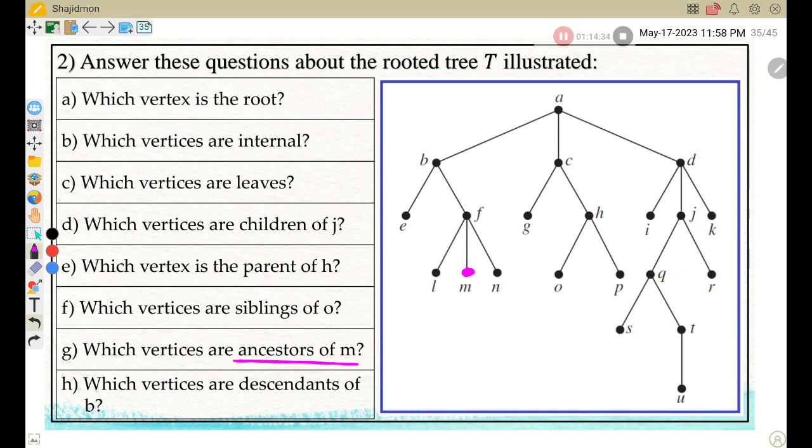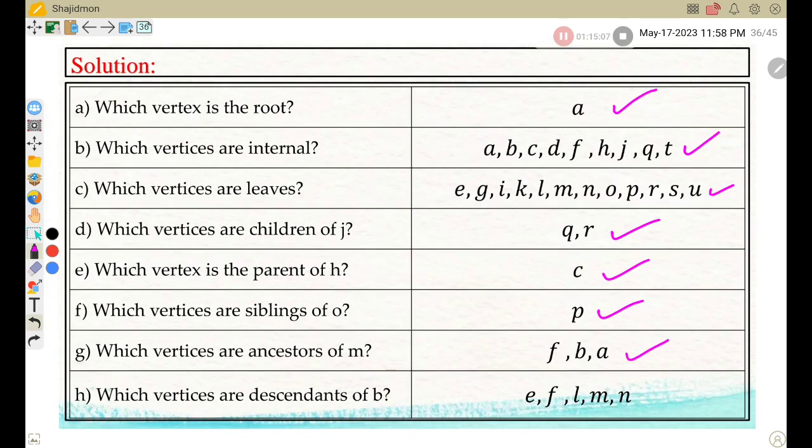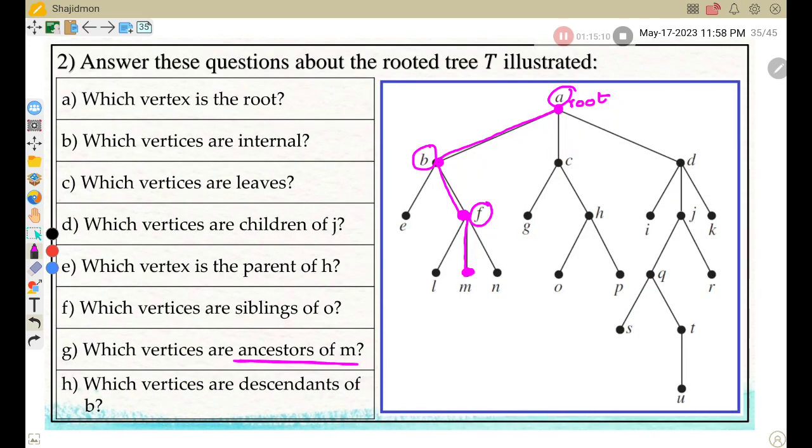So what do we do for finding ancestors? Starting from the root, this is the root vertex, just draw the path. So here is the path, correct? What are the vertices involved in that path? Those are the ancestors of that vertex. F is there, B is there, and A is there. So F, B and A are the ancestors of the vertex M.